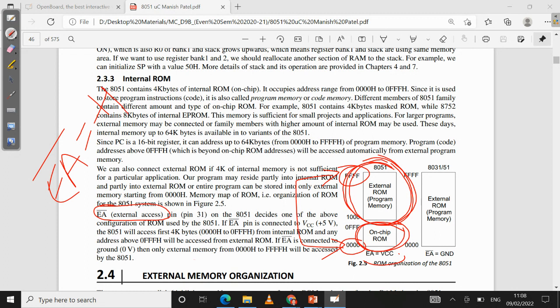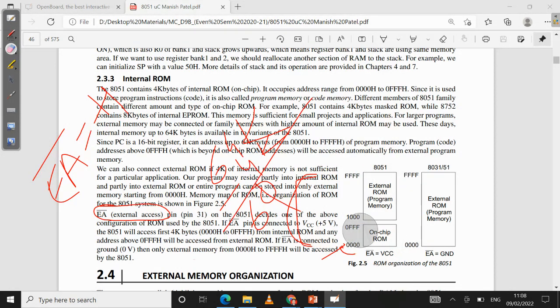60K. वही तो 60K ना, it is as simple. 0000 से FFFF जा रहे हैं उसका मतलब you can access 64K. 64K में से 4K तो on chip का ROM है, तो -4K चला गया तो बच गया 60K, तो ये आपका 60K हो गया ना? Yes and no? Yes, sir.